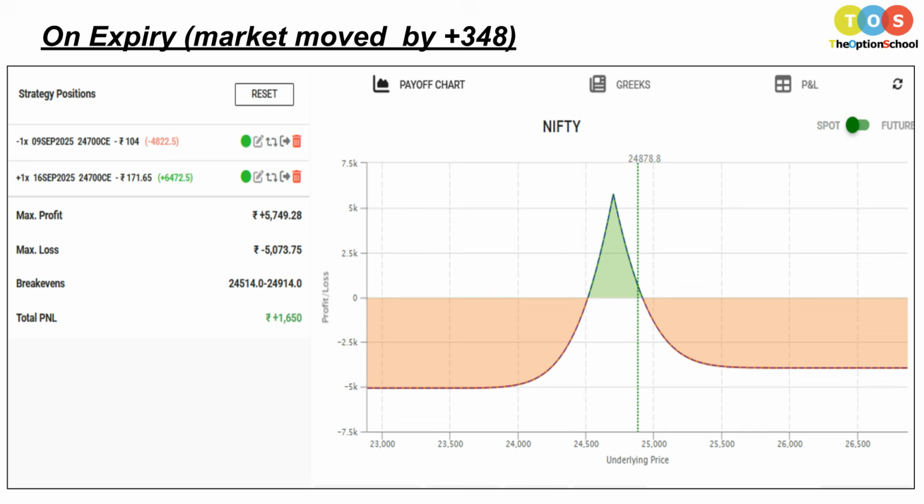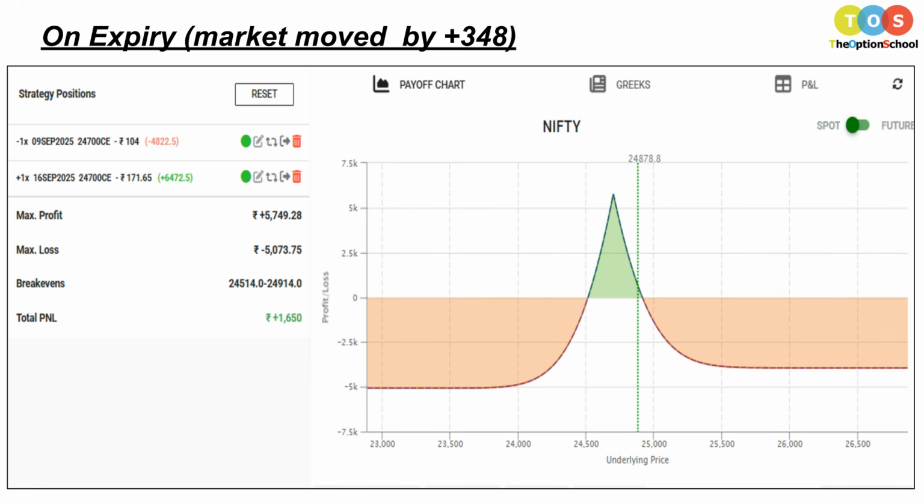Now we kept this calendar till 3:30 expiry, that is 9th of September, and the market moved up by 348 points, which was obviously good for the calendar because it was a slightly out of the money calendar, and this calendar gave us a profit of around 1650, which is great in percentage terms. It's more than 2%. But an important point to note here is that the market remained within the break-even range of the calendar, and hence it was very decently profitable.